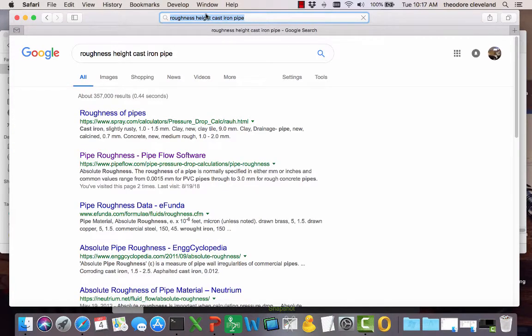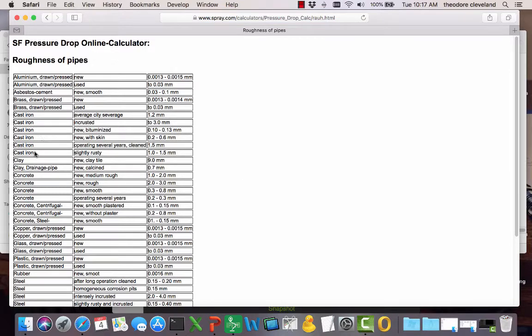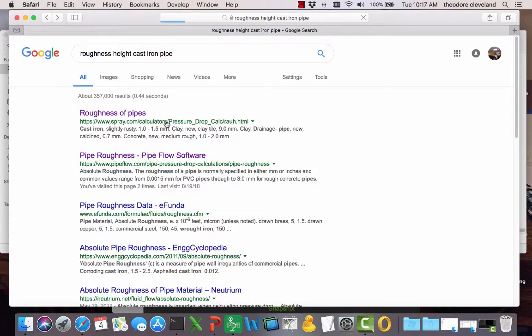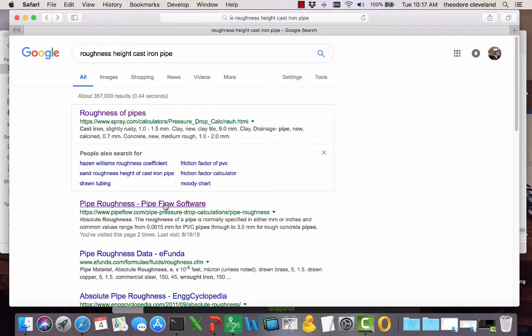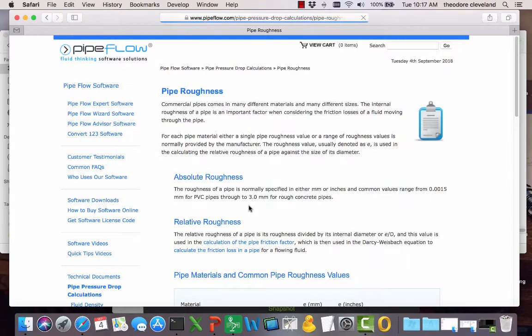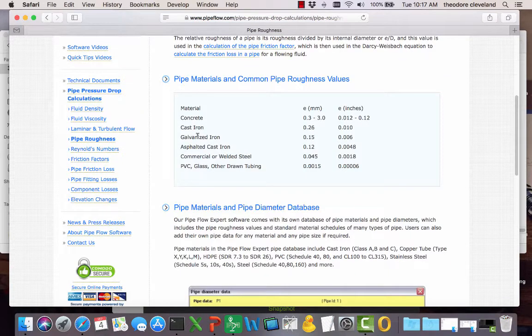We'll look up a roughness height for cast iron pipes. Naturally, it's in millimeters. I don't want to do them in millimeters. I want them in English units. There we go. Cast iron is 0.010 inches.